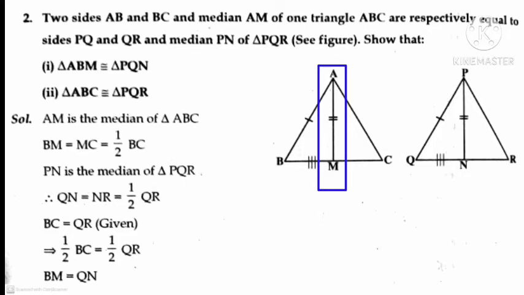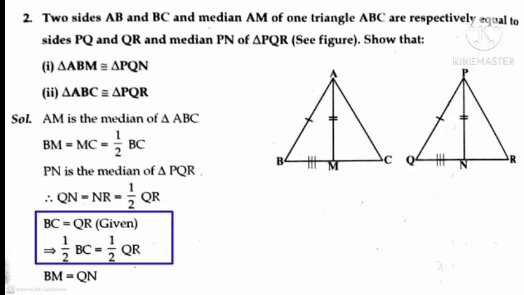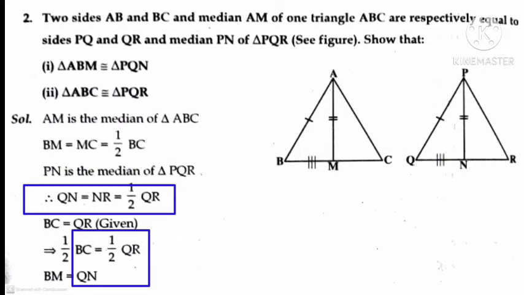Do you know the median divides the opposite side into two equal parts, that is BM is equal to MC, that is equal to half of BC. And also PN is the median of triangle PQR, so QN is equal to NR, that is equal to half of QR. But BC is equal to QR according to the problem. So multiplying by half on both sides, we get half of BC equal to half of QR. That implies half of BC means BM, half of QR means QN.